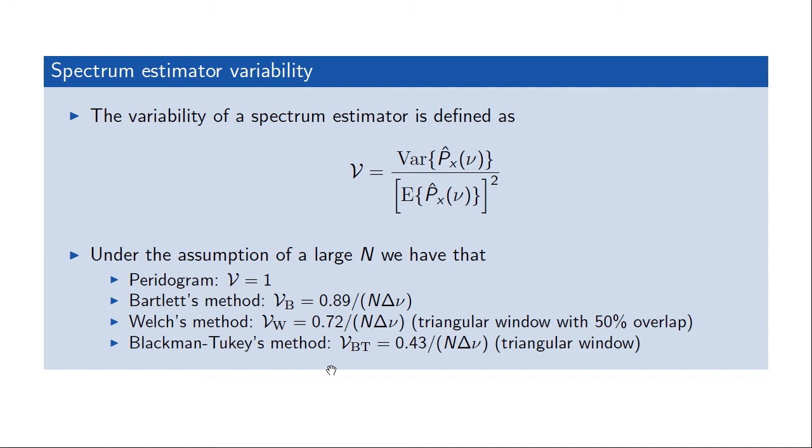And it also allows us to compare Blackman-Tukey's method with the previous methods, which were based on averaging of the periodogram and the modified periodogram. And in this case we get a variability of 0.43 divided by the number of samples and the required spectral resolution, assuming that we apply a triangular window in Blackman-Tukey's method. So here again we can objectively say that Blackman-Tukey in terms of the variability is better than both Welch and Bartlett's method.